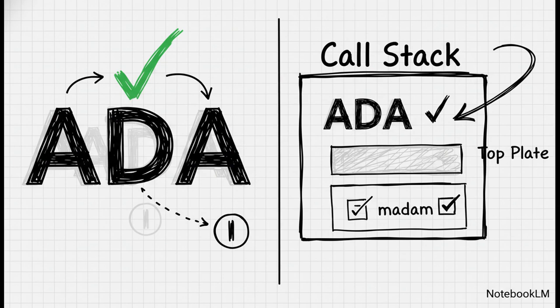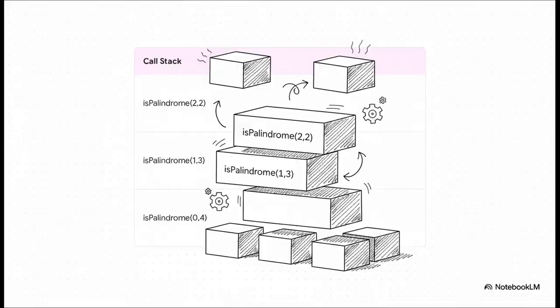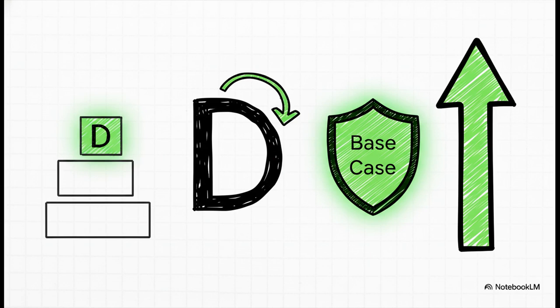So it looks at that top job, checking Ada. The ends match, A and A. Great. So what does it do? You guessed it. It pauses that job and puts an even smaller job on top of the stack, checking the single letter D. And look at our stack now. We've got 3 jobs piled up. Each one is just sitting there, patiently waiting for the one on top of it to finish its work and report back.